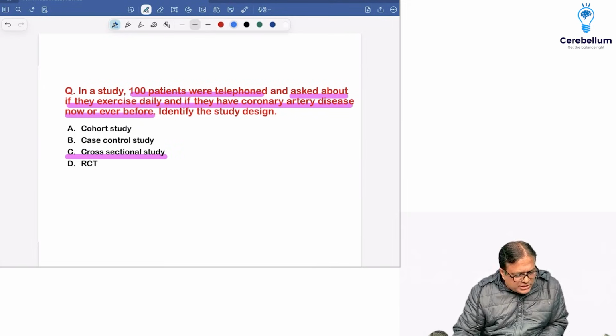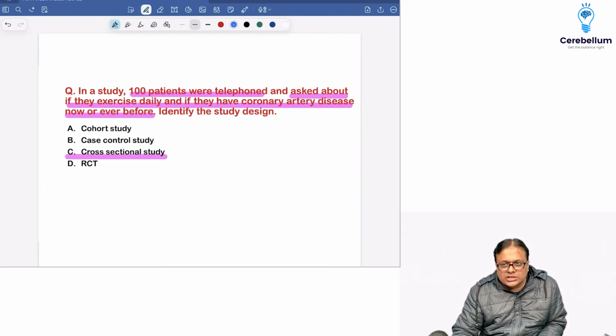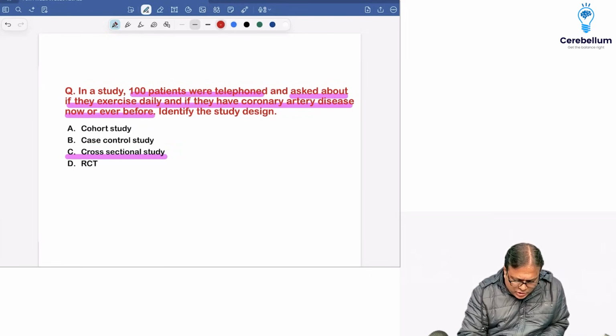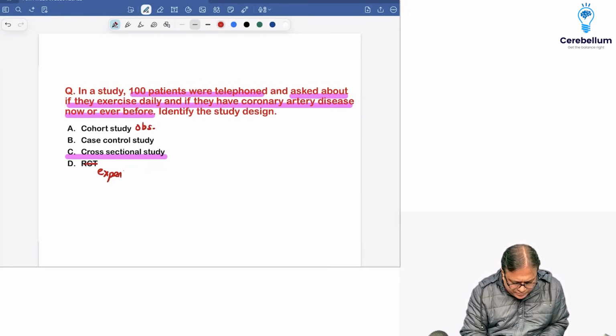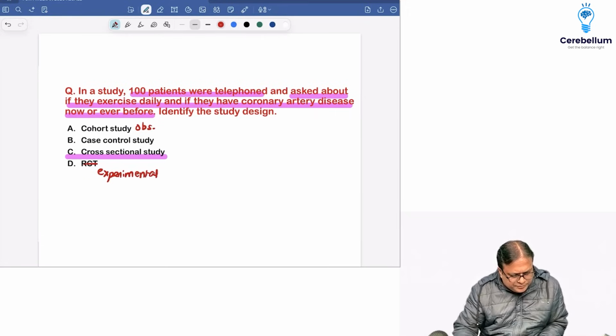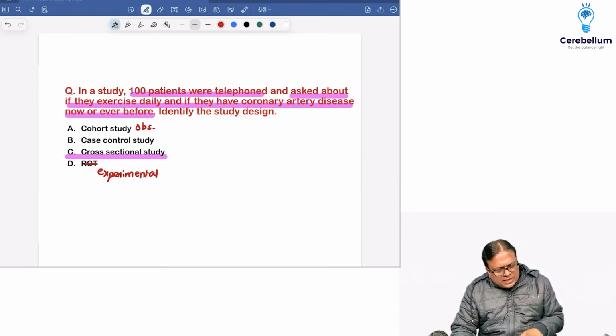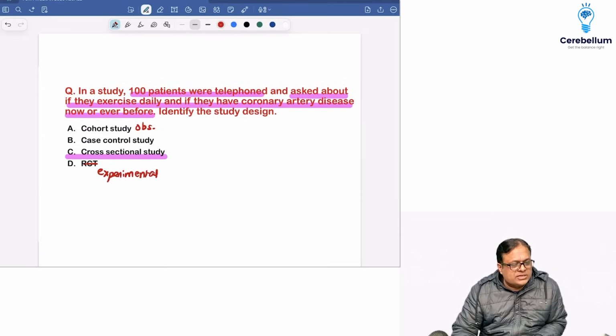Okay. What were the choices? Cross-sectional was given in the choices. That becomes the answer. Friends, please confirm if cross-sectional study was given in the choices. Okay, cohort study, it was mentioned, observational, you are saying. One question choice was experimental. Okay, then the answer is cross-sectional study. Okay, let's move further.